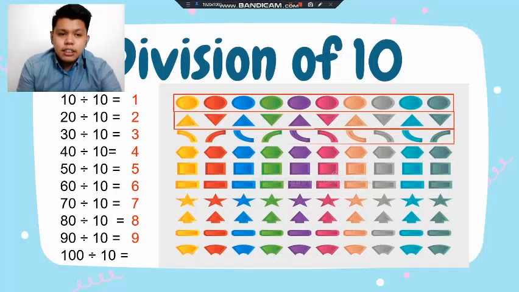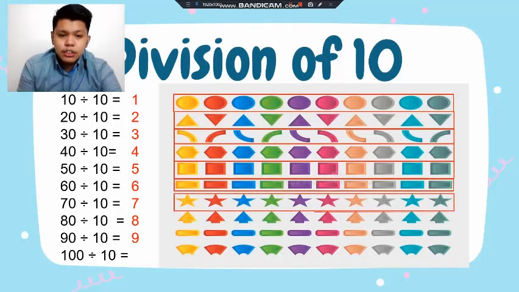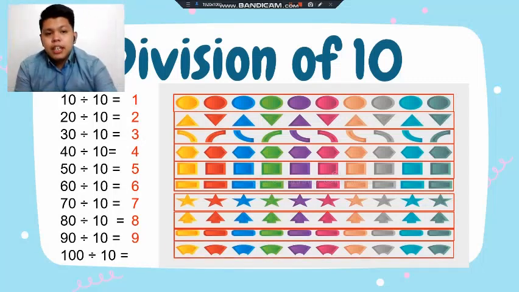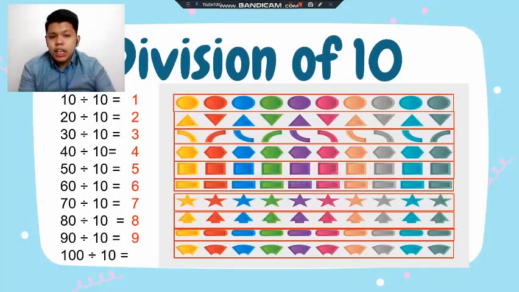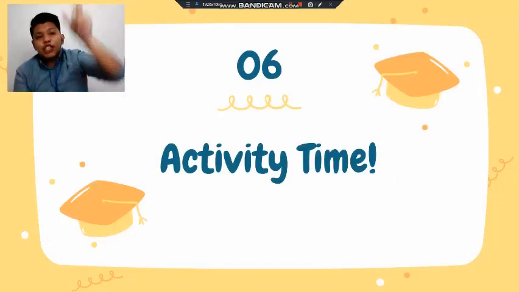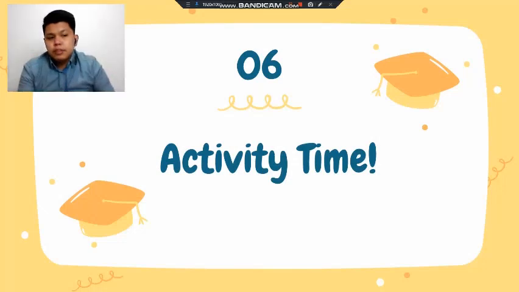10 triangles in that shape. Then the hexagon, square, rectangle, star, arrow, oblong, and that shape. So how many groups of the same shape do we have? 10. Or again, you can also group the different shapes. You will also have 10. So that is the 2, 3, 4, 5, 10 division.